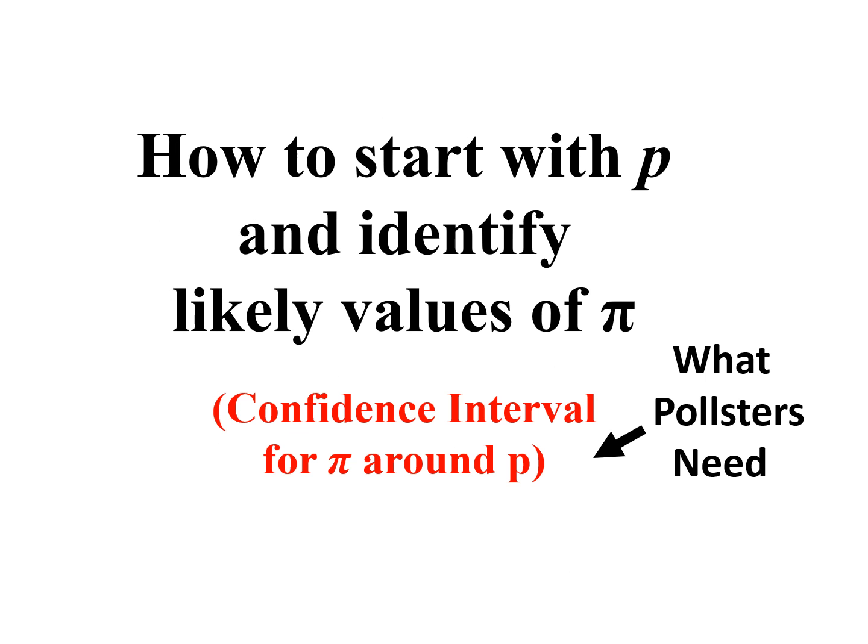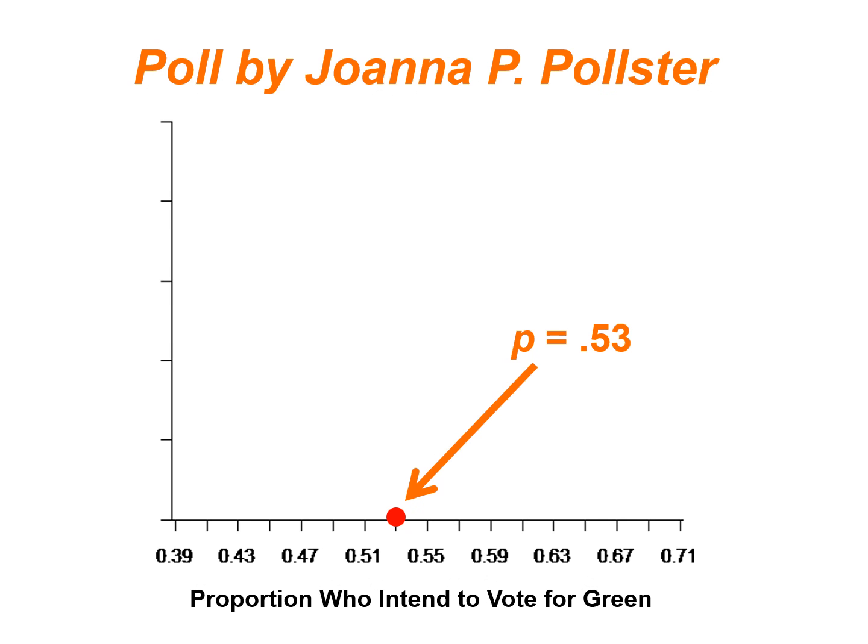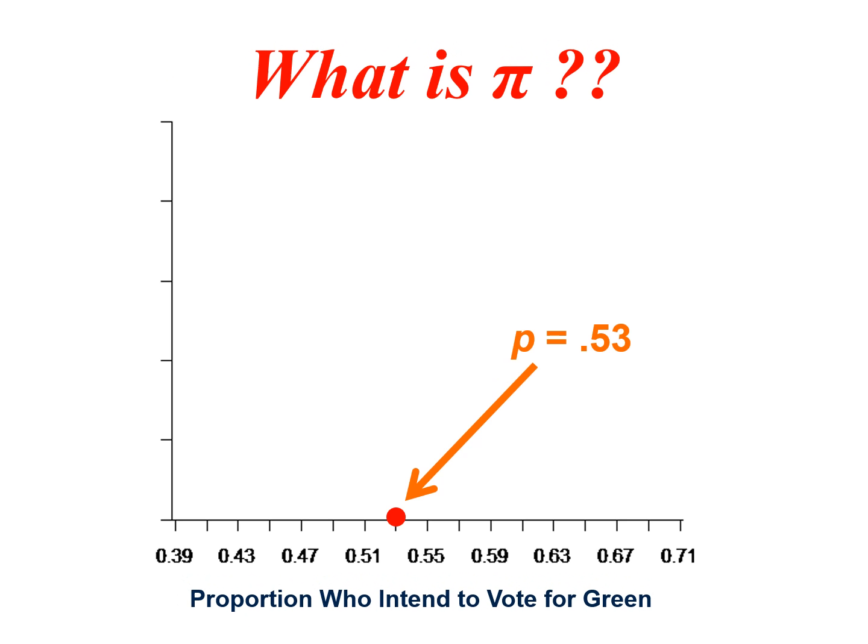The main topic of the last lecture concerned the confidence interval of pi around p. This confidence interval is what pollsters need when they report their results. So, for instance, when Joanna P. Pollster interviews 1,000 East Virginia voters and finds that 53% intend to vote for Christina Green, that tells her p equals 53%. But what she really wants to know is pi, the percentage of voters in the whole state who plan to vote for Green.